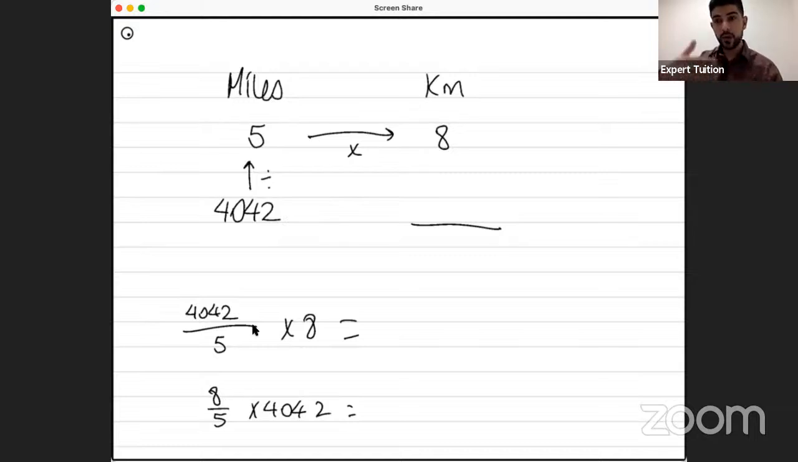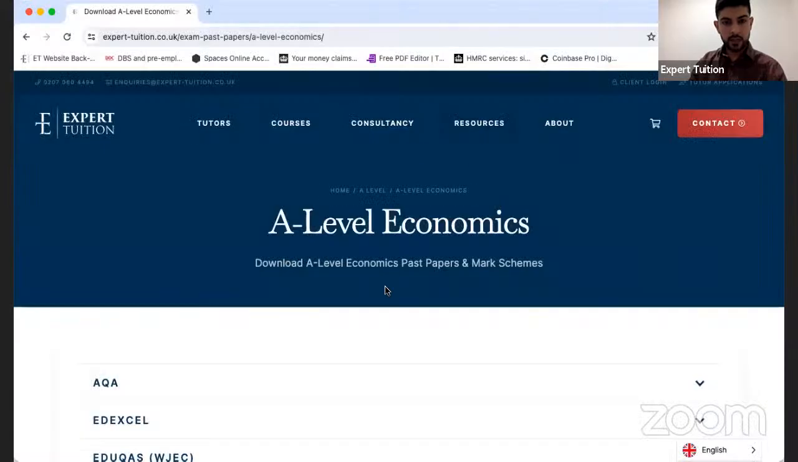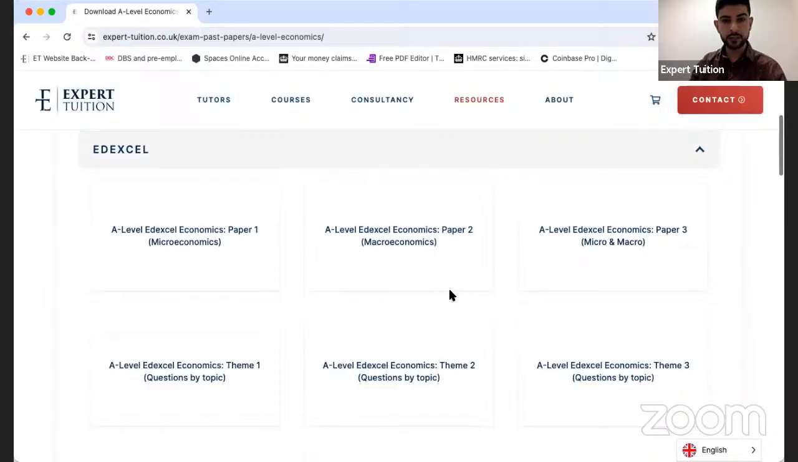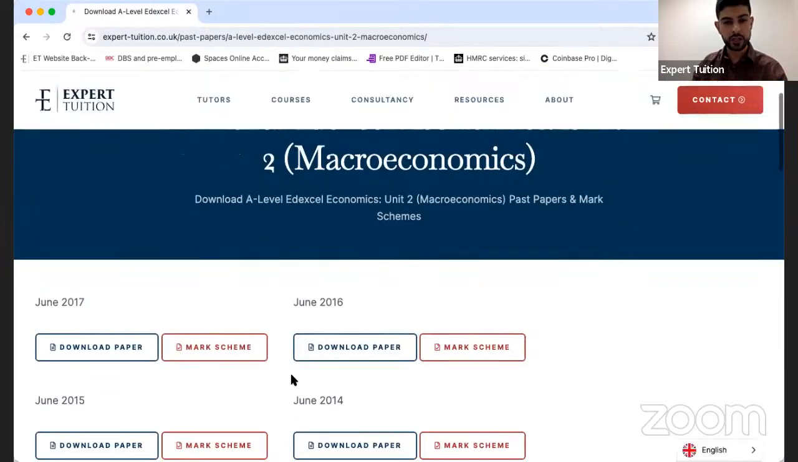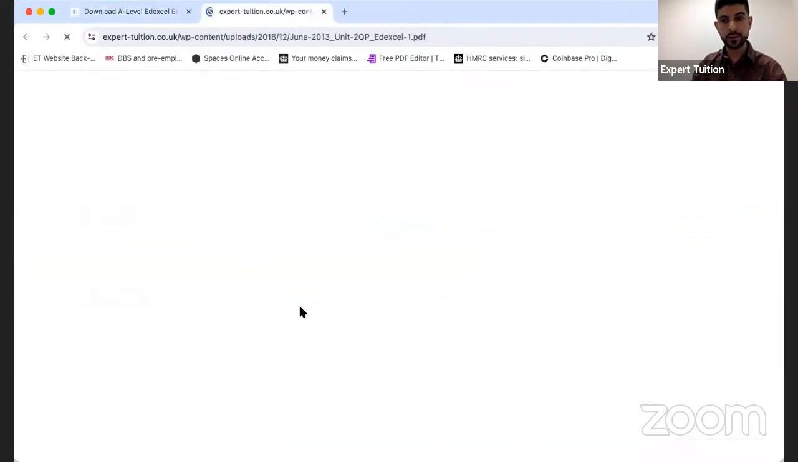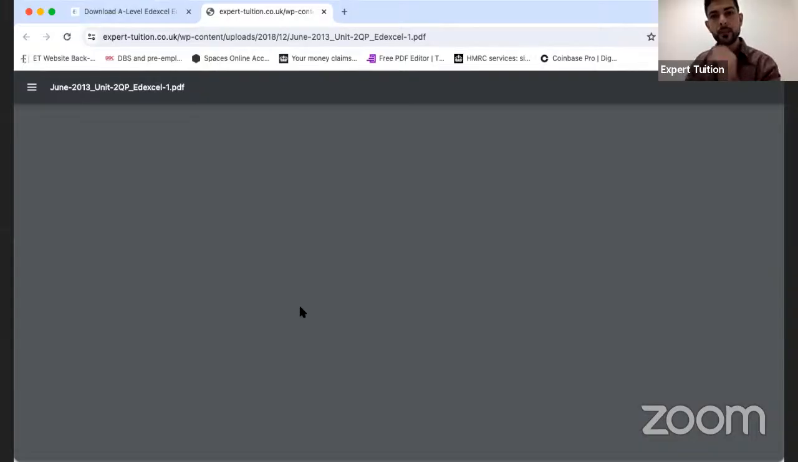So let's go through a question together from a past paper. Let me stop this share and take you to the following. In the old spec, Unit 2 at Edexcel, June 2013, they had a lovely question which looked like this. I'll show you the data, and then I'll share my screen to show you how to answer it. So, here we go.